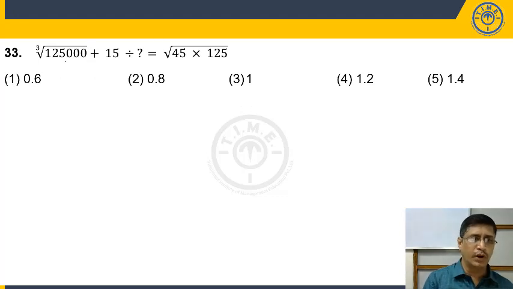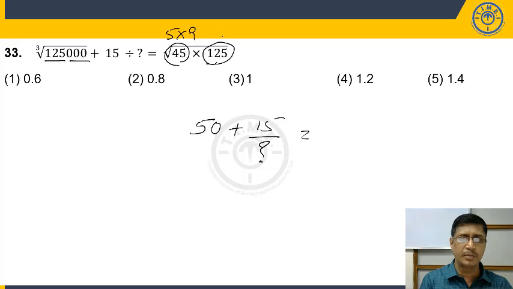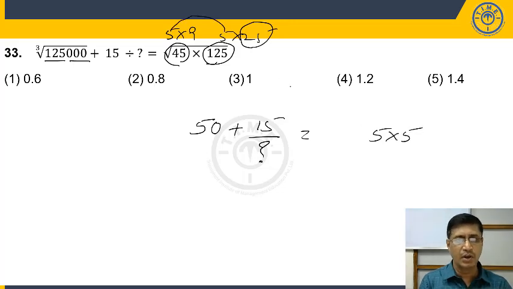Cube root of 125 is 5. Cube root of 1000 is equal to 10. So what is the value? It is 50. Plus 15 divided by question mark is equal to the square root of 45 into 125. Now 45 means 5 times 9, and 125 means 5 times 25. Square root of 25 is 5, and 5 into 5 is also 25. Again, we get one more 5. Square root of 9 is 3.